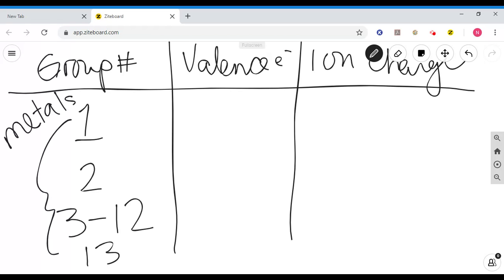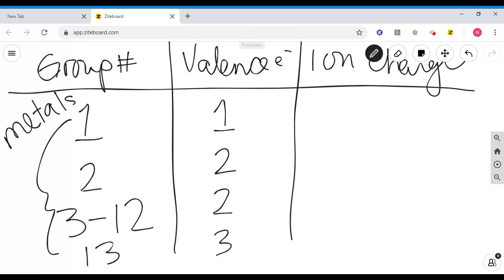All right. Number of valence electrons. Group 1 has 1 valence electron. Group 2 has 2. Groups 3 through 12 have 2. And group 13 has 3. Okay, so that's something you should already know. The group numbers correspond to the valence electrons.